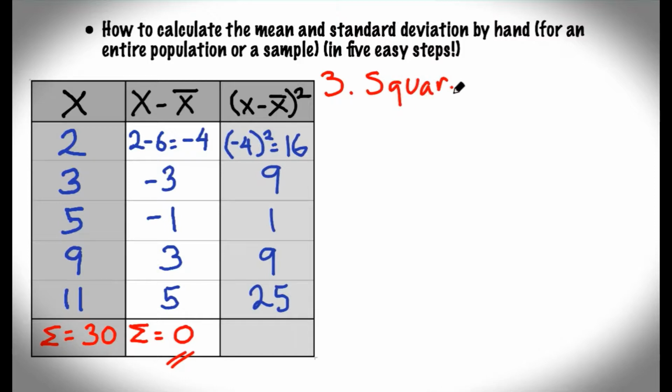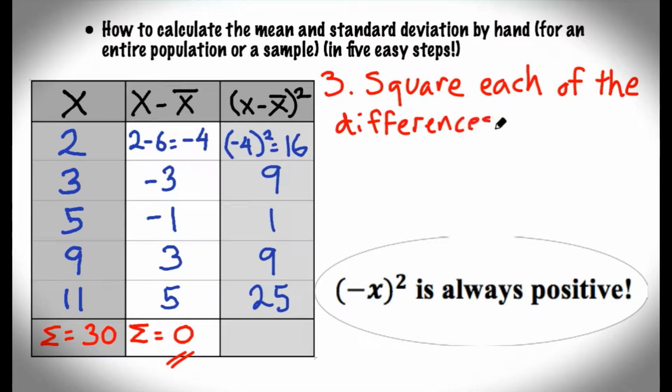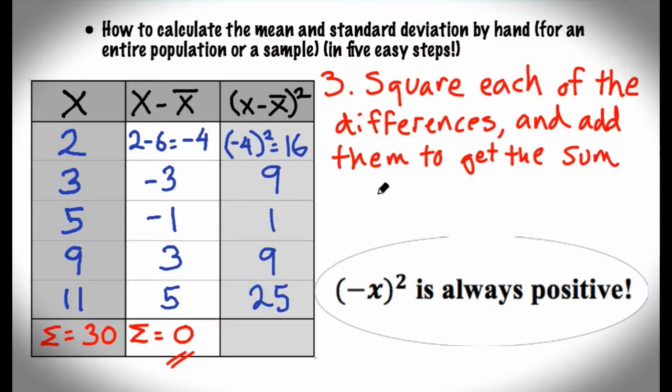Now we're going to square each of the differences and add them to get the sum of squares. And note that the square of minus x is always positive. That's why we need to use the sum of the squared values to calculate the standard deviation. So here I add them all up, and I end up with a sum of squares of 60.